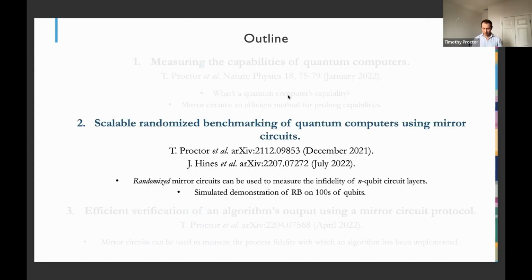Now I'm going to tell you a bit about some more quantitative analyses that we can do using variants of these mirror circuits. I'm going to very briefly tell you about how we can do scalable randomized benchmarking using mirror circuits. The results are in these 2 papers. It's going to be very brief, so if you want to hear more about it, please ask me questions or take a look at the papers.